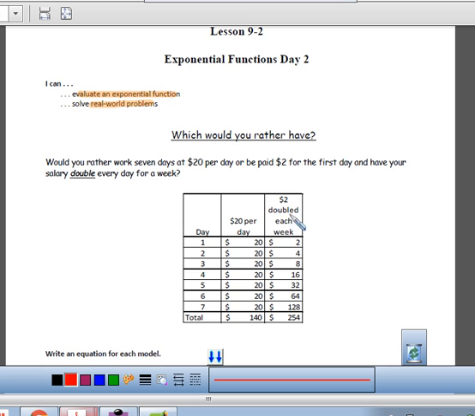I think a lot of people get surprised at how quickly, when you double something, it can get larger. By the way, I realize the title for this column is a little bit off. It says $2 doubled each, it should say day, per week. But anyways, the total comes from adding all these together. Now, that's a little different than what you earn each day.